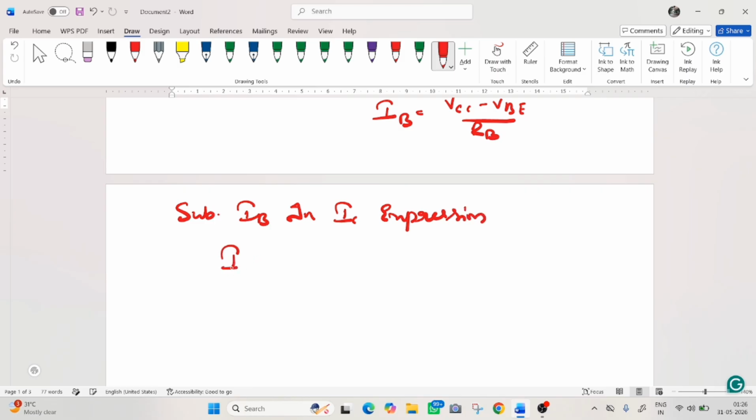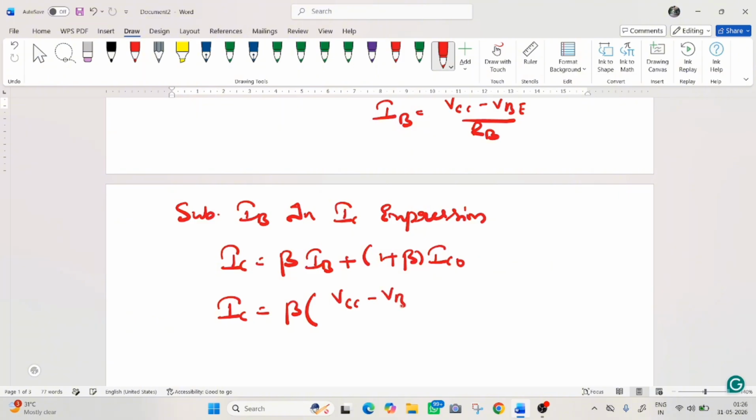Then what will it become? Let me write it again. IC is equal to beta times IB plus 1 plus beta times ICO, right? So here let me try to substitute it. Here IC is equal to beta times IB, and the IB value is VCC minus VBE by RB, plus 1 plus beta times ICO, like this.